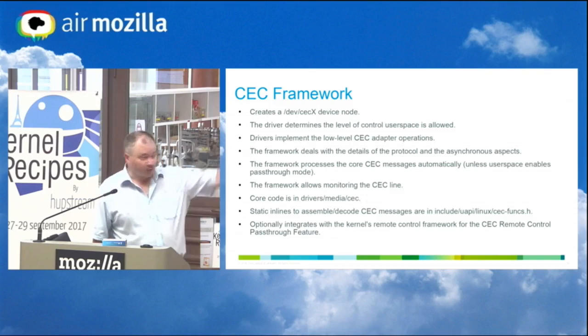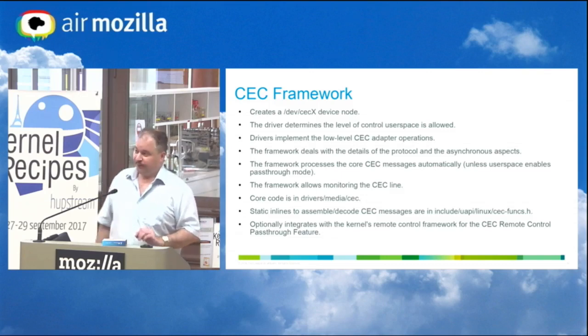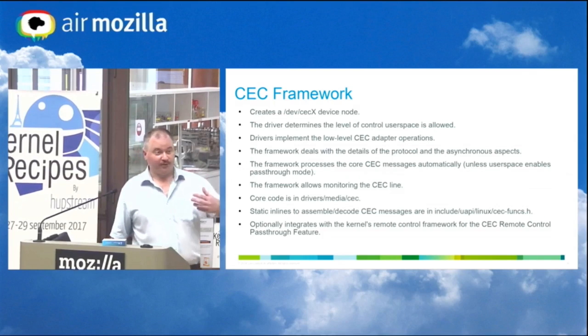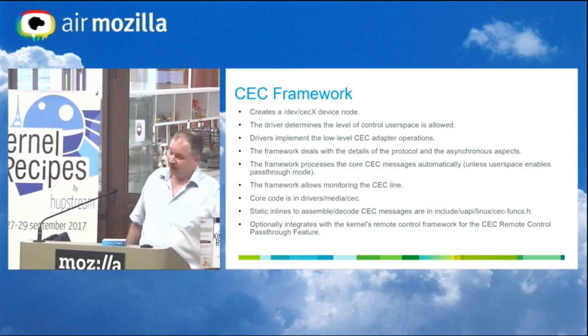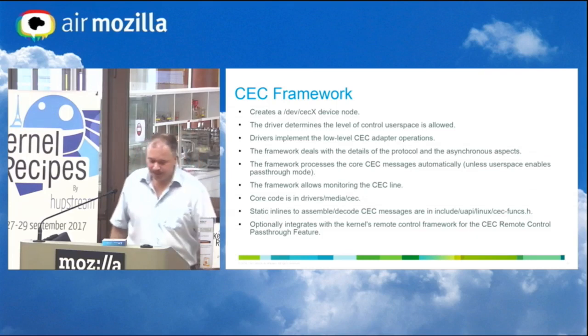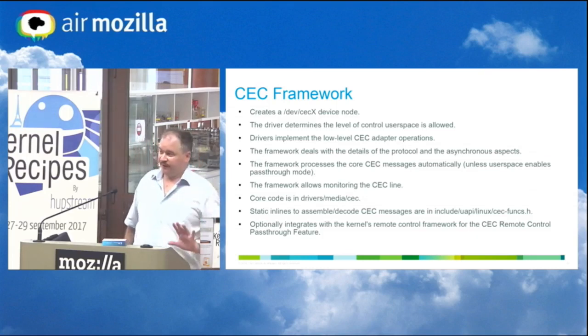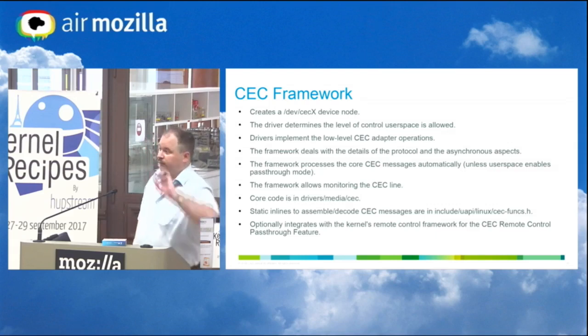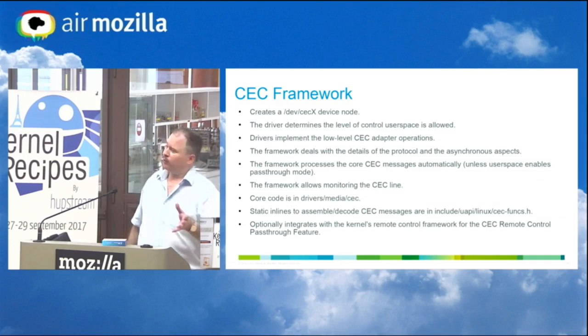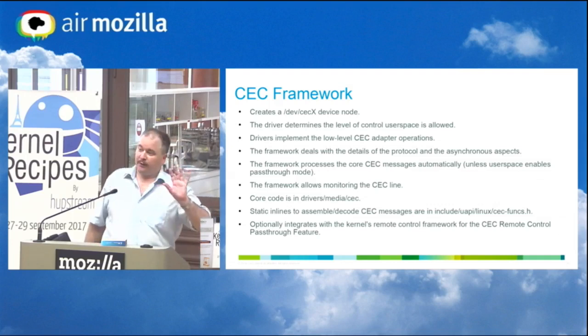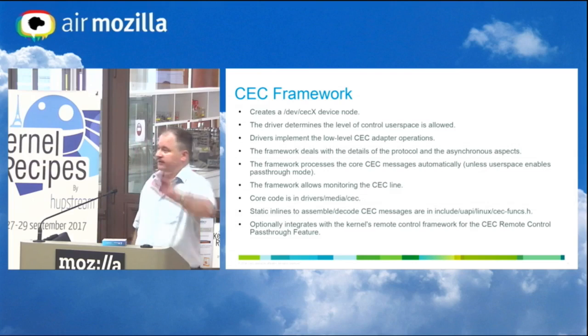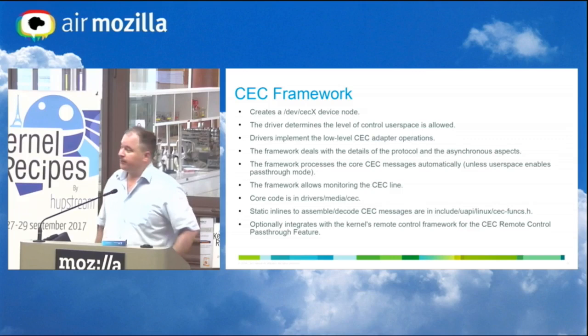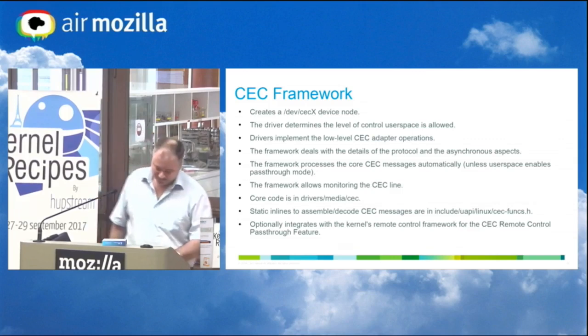We also added an optional integration to the remote control framework. So the remote control pass-through feature, where you can receive remote control presses, they can automatically go through the remote control framework. Currently, that's only receive. There is work being done to also go the other way. Normally it's called an infrared blaster, where you actually send messages. And we want to be able to do that with CEC as well. Yesterday, a patch series was posted that would prepare the ground to be able to do this. Would be nice.